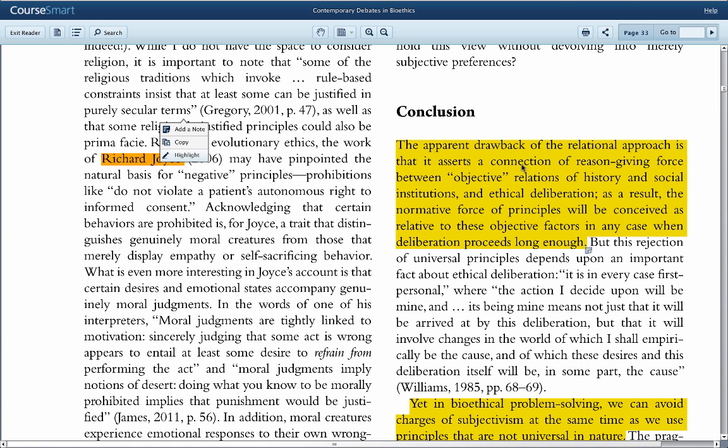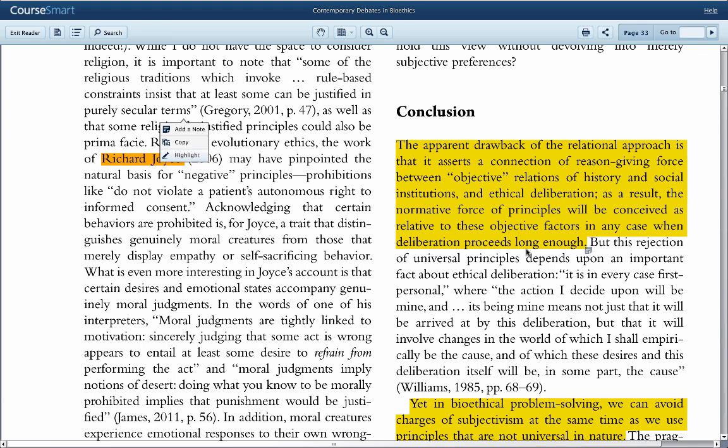He says, there is an apparent drawback of a relational approach, and that is, it asserts a connection of reason-giving force between objective relations of history and social institutions and ethical deliberation. So why is that a problem? Well, he says, as a result, the normative force of principles will be conceived as relative to these objective factors of history and social institutions, in any case when deliberation proceeds long enough.